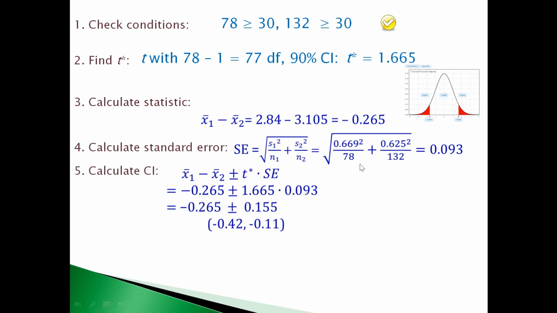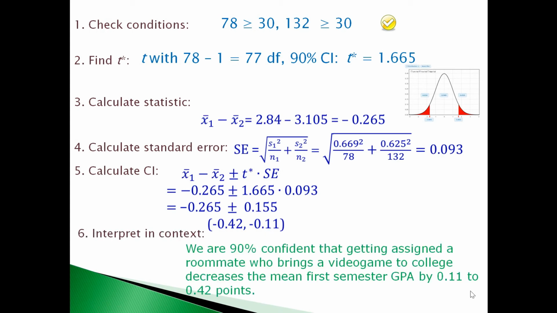Now we start calculating the confidence interval. The formula says it's the statistic, which we found, plus or minus, again, because we have two values for t, plus or minus the t star you plug in there, times the standard error. And we will find that the confidence interval is between negative 0.42 and negative 0.11. So we will say we are 90% confident that getting assigned a roommate who brings a video game to college decreases the mean first semester GPA by 0.11 to 0.42 points.